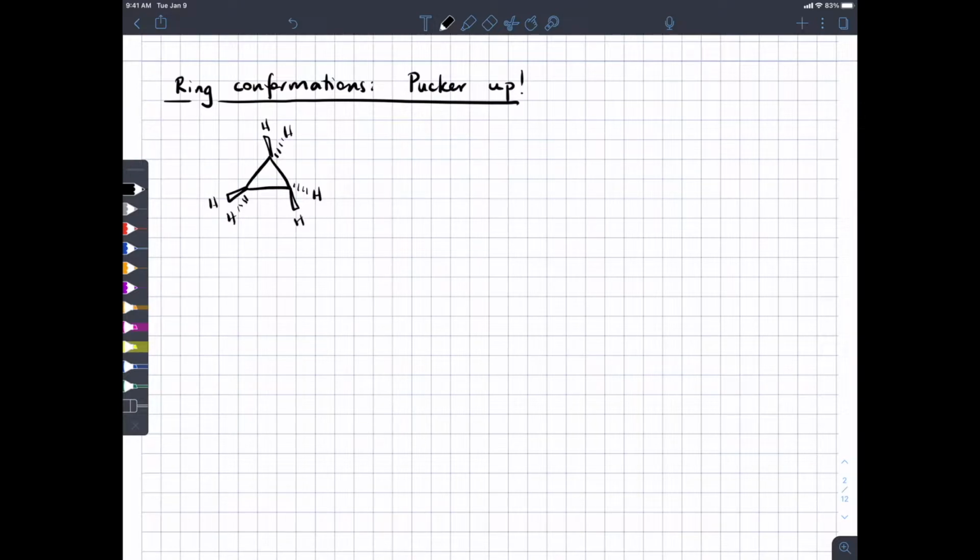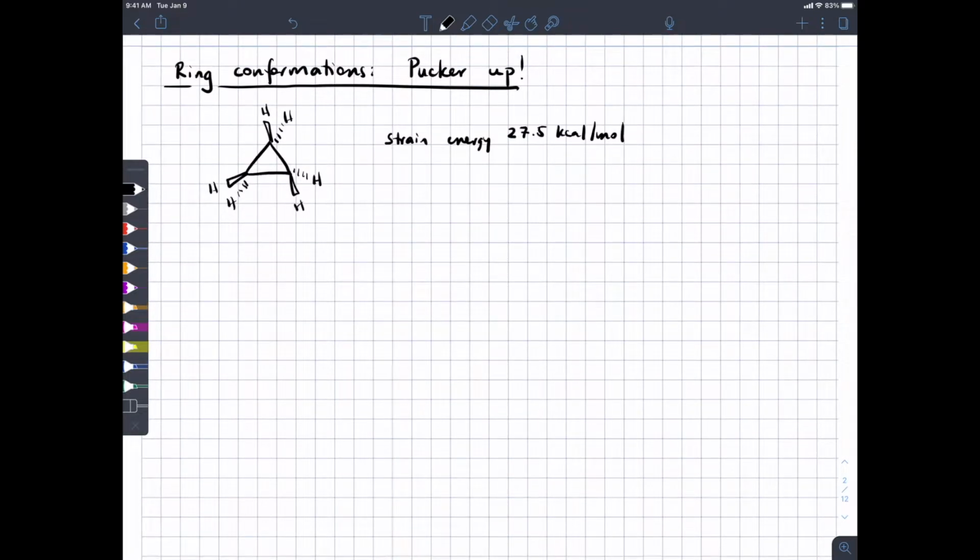And if you do that, you get something that's called a strain energy. And for cyclopropane, it's like 27.5 kilocalories per mole. We don't memorize numbers really, so that's not a number that's worth knowing. But the trends are worth knowing and can be useful. There's nothing really that cyclopropane can do to relieve this strain energy. However, the other size rings can.